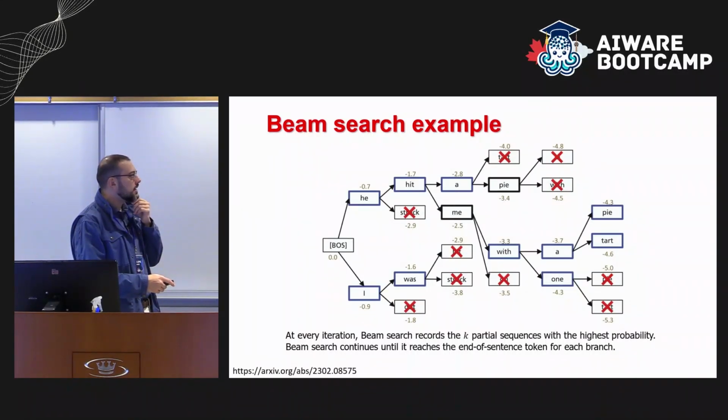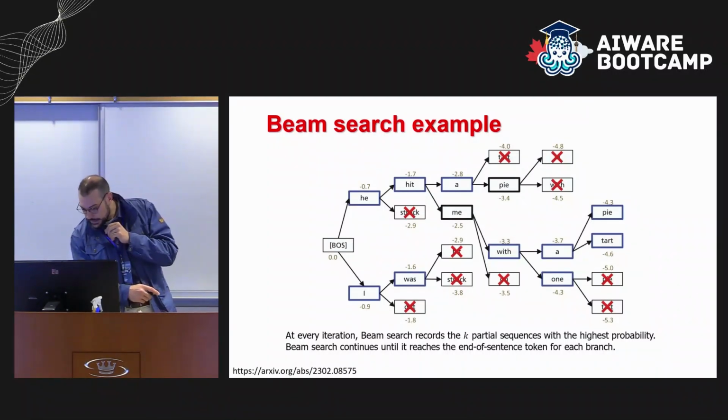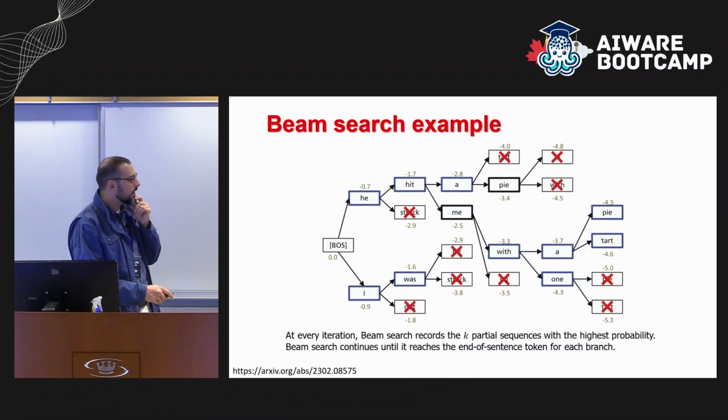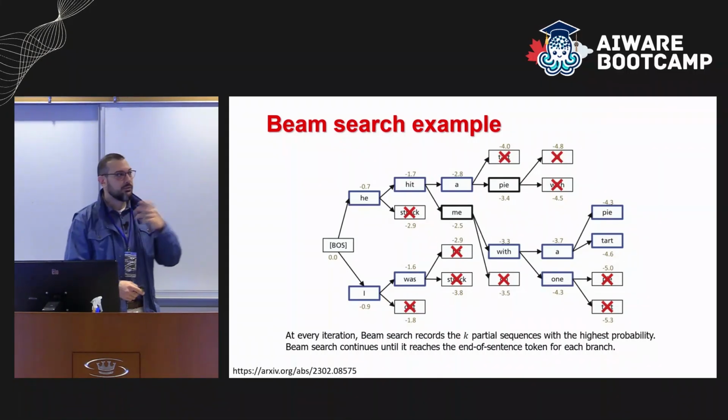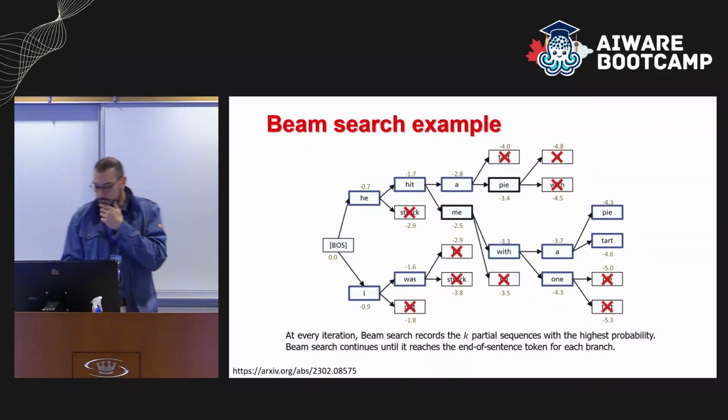So from this path here, we have "he hit a" and "me", and from "I was", "hit" and "struck". Again, I will look at the probabilities and eliminate the 2 here, such that I only keep K, also 2, paths at the same time. And I will do this until I finish my completion.